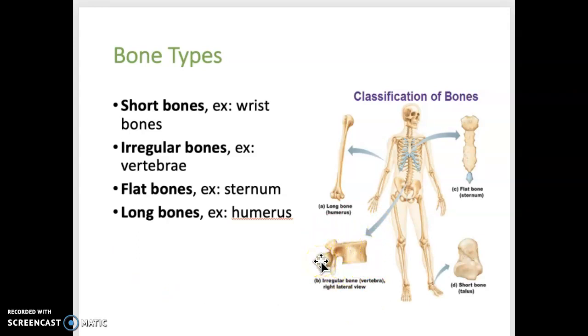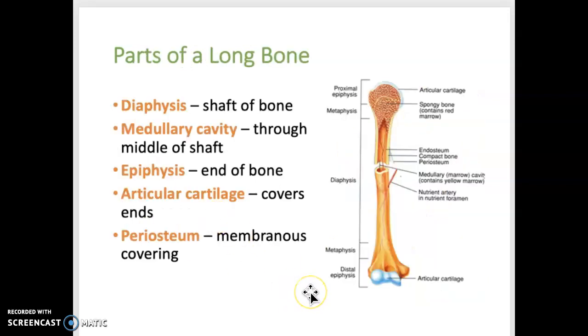Flat bones are thin, flattened bones. Often they are curved a little bit. The sternum is an example of a flat bone. And then long bones are greater in length than width. So the bones of the arms, of the legs, these are all long bones. And if you take a closer look at a long bone, it has several distinct parts.